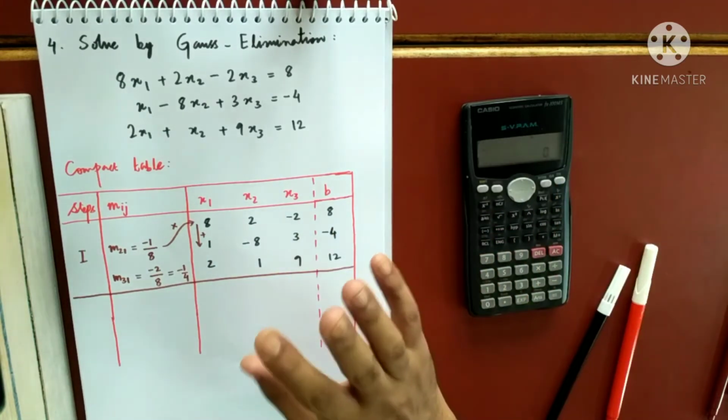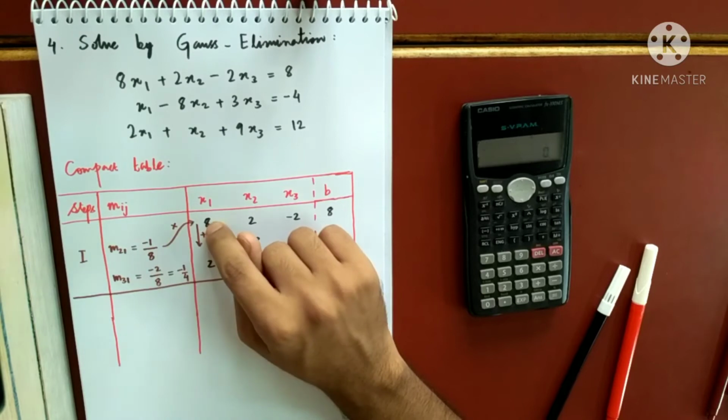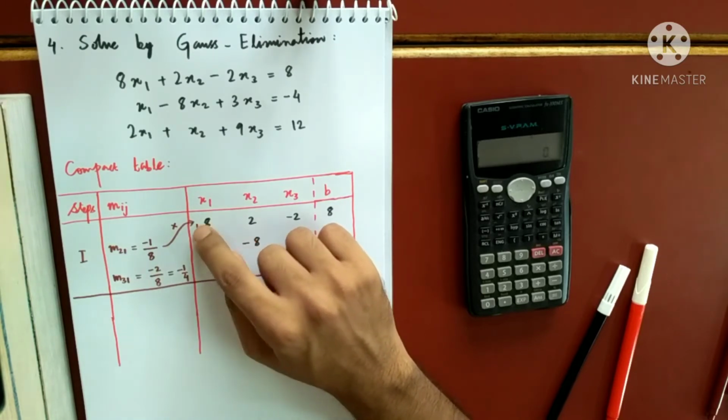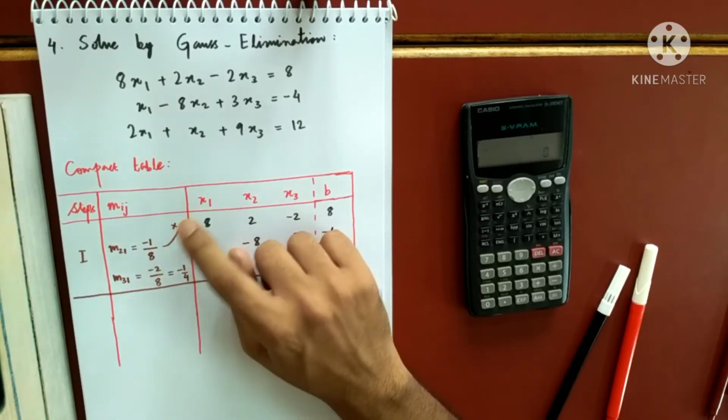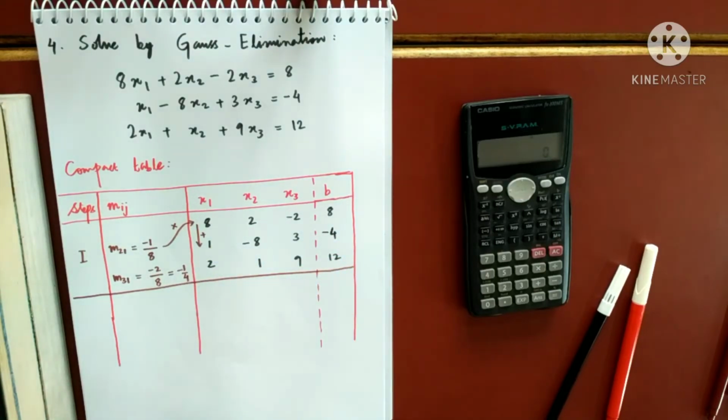So this time I will take help of my calculator. First of all is easy. If you multiply here minus 1 by 8, 8 and 8 get cancelled, so this will become minus 1. Minus 1 plus 1 will be 0, and this should definitely come 0, just because my aim is to eliminate x1. If it is not coming 0, that means you are not eliminating x1.